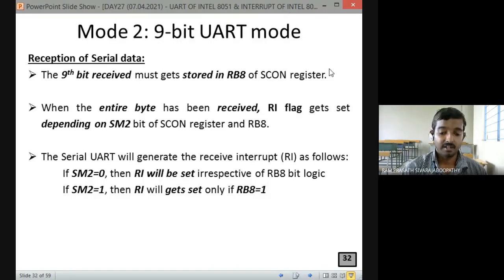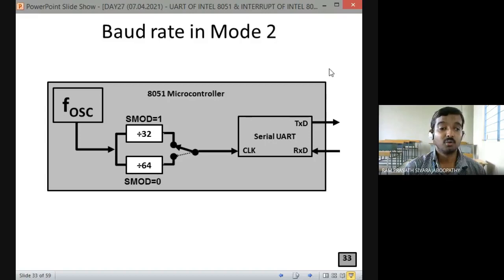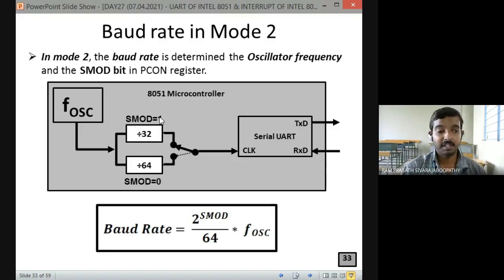Fine. Then regarding the baud rate of mode 2. How is the baud rate generated for mode 2? It only depends on the oscillator frequency and the SMOD bit. So the formula is 2 power SMOD divided by 64 into FOSC. See how it comes here. If SMOD is 0, it becomes 1 by 64, so the clock pulse goes through this path. If SMOD is 1, then 2 by 64, which is equal to 1 by 32, so divided by 32.